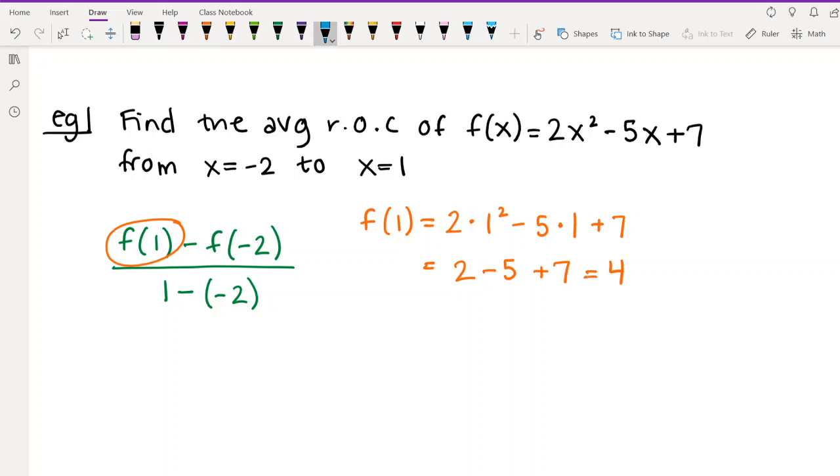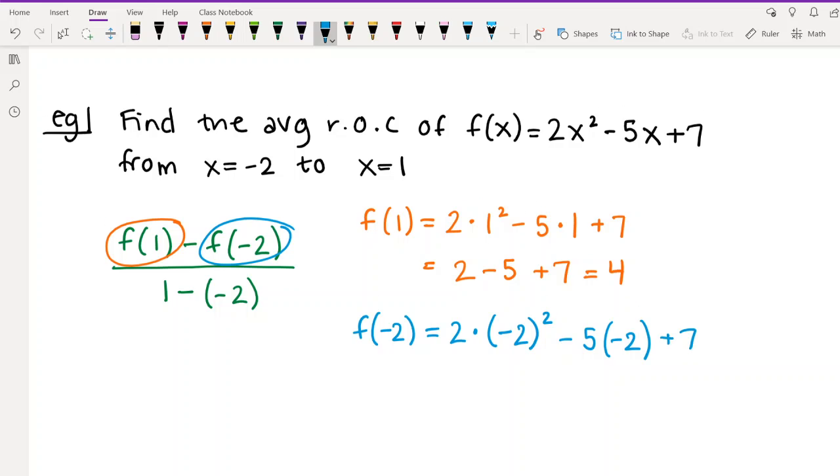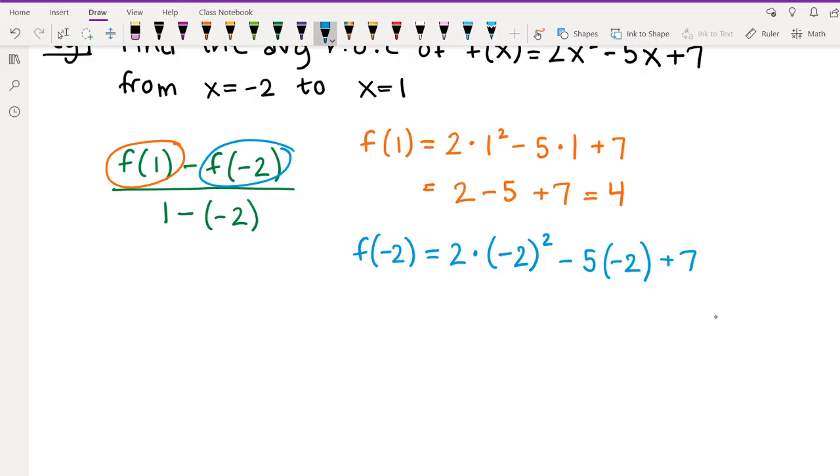And then let's do f of -2. So f of -2 is going to be equal to 2 times, so remember here you need to put the -2 in parentheses. And then we have minus 5 times -2 plus 7. Okay, so what is -2 squared? It's 4. So we have 2 times 4. And then here we have -5 times -2. That's going to become positive 10. And then we have plus 7. So altogether, this is going to give us 8 plus 10 plus 7, and that is going to be equal to 25.